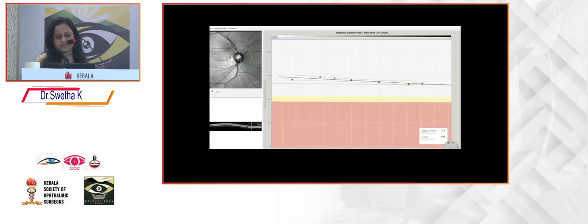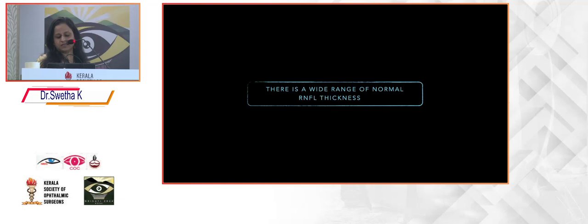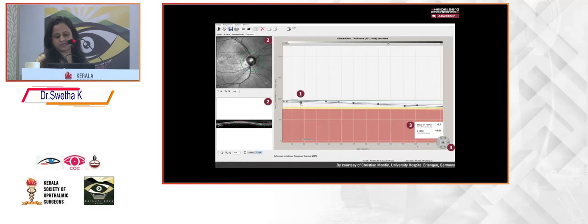This is another example where you can see there are more examinations, around 7, and it has given a dark blue line. What is important here is that it's in the white zone. White zone is a normal RNFL thickness. But if you see the trend line, even if the RNFL thickness is in the normal range, there is definite downward progression of the RNFL. There is a wide range of normal RNFL thickness. So this is another example, this is the normal range.